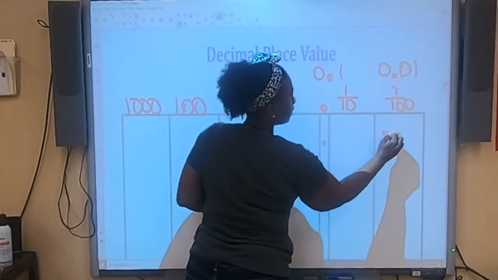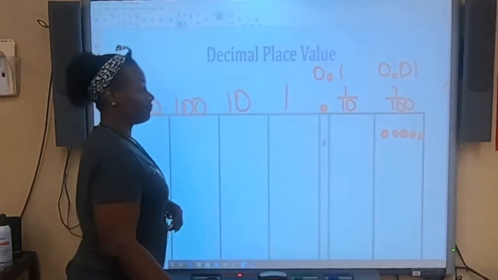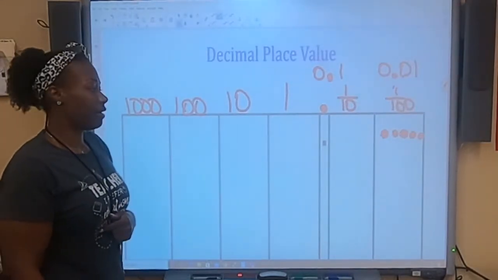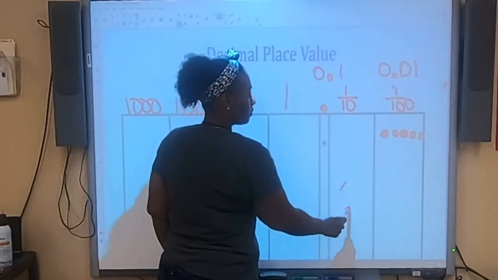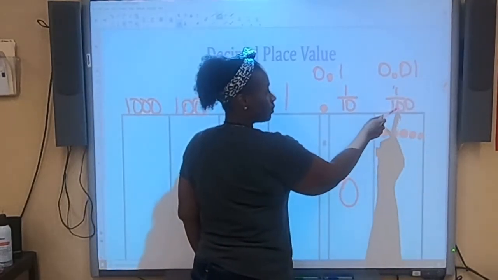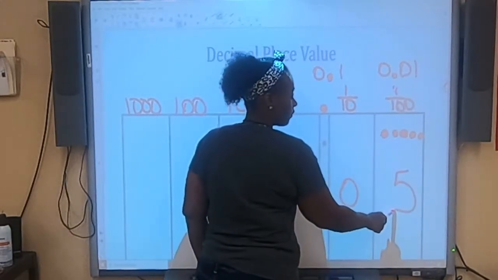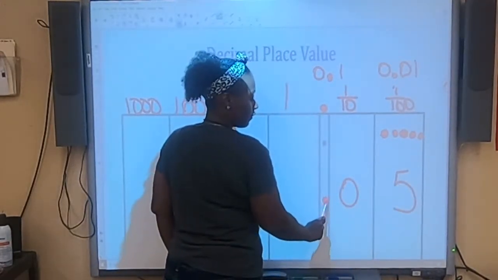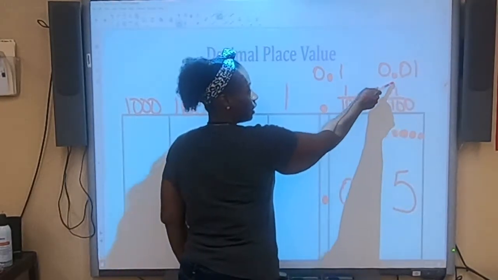Let's say I had 5 in the hundredths place. How many tenths do I have? Notice there's nothing there, so I do need a 0. How many do I have in the hundredths place? Well, I see 5, so I write a 5. Remember that the decimal is in front, so my number is 5 hundredths.